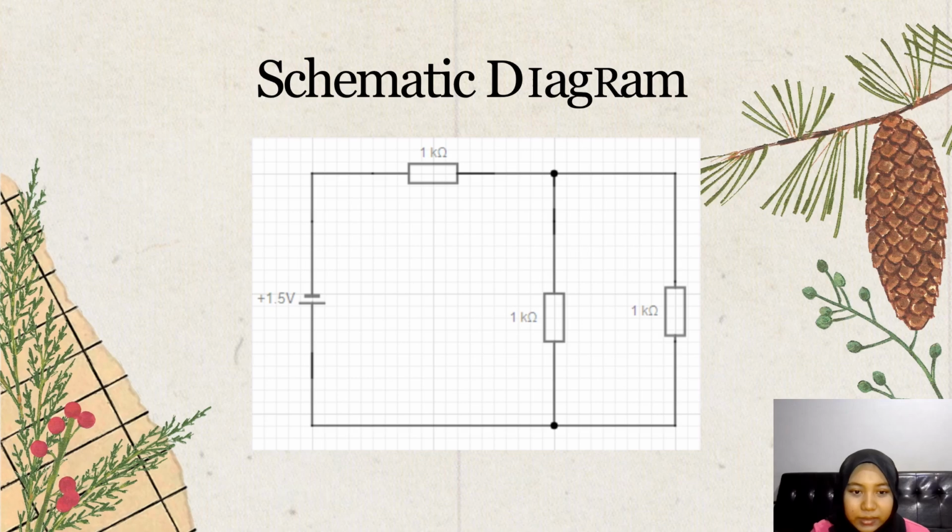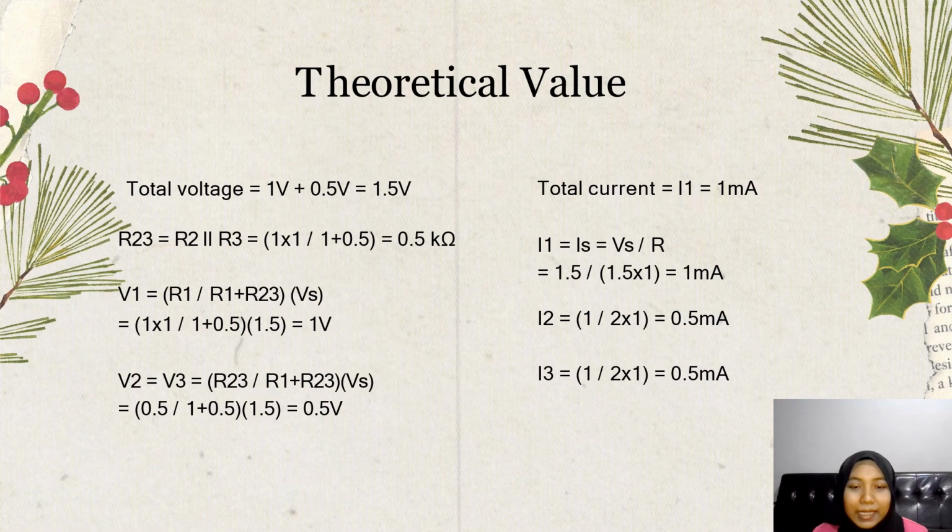This circuit contains one power supply of 1.5 volts and three 1 kilo ohm resistors. Resistors R1 and R2 are connected in series. Meanwhile, resistor 2 and resistor 3 are connected in parallel. Now we need to find the theoretical values.